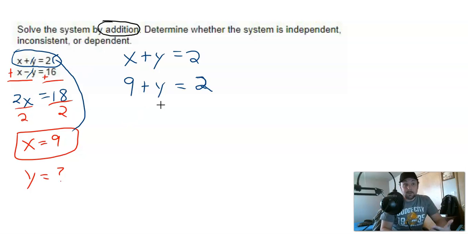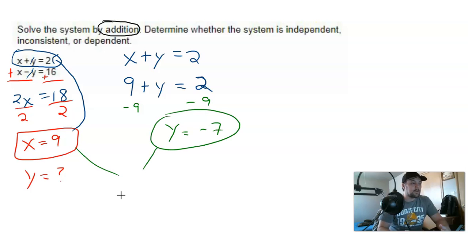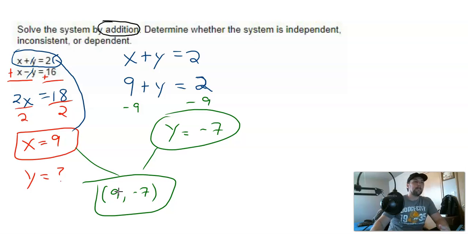All right, and to solve this for y, we will subtract 9 from both sides. So pretty easy. We get y is equal to -7. And so we take these two numbers and put them as an ordered pair. X always goes first, y goes second. And this is my final answer as an ordered pair.